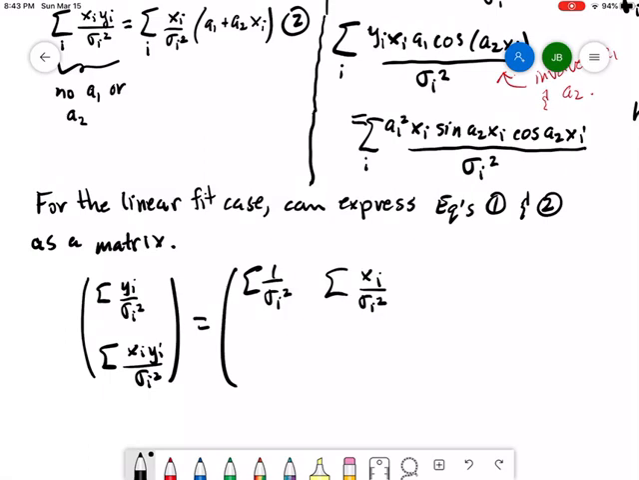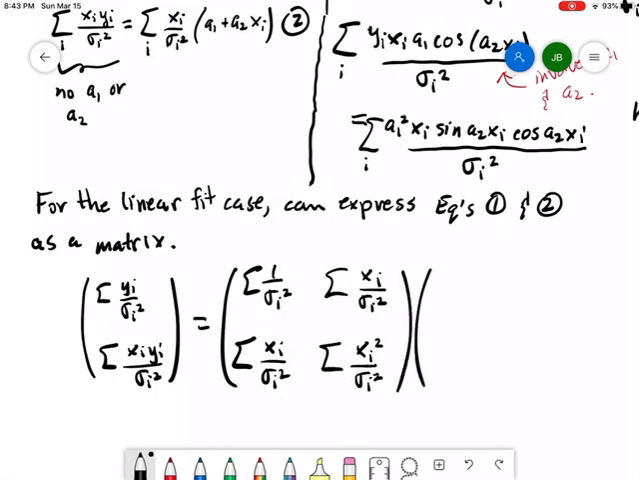So we have equation 2 up here at the top. The coefficient of a1 is xi over sigma i squared. And so I'm going to enter that over here, xi over sigma i squared. And the coefficient of a2 is xi times xi over sigma i squared, or it's xi squared over sigma i squared.